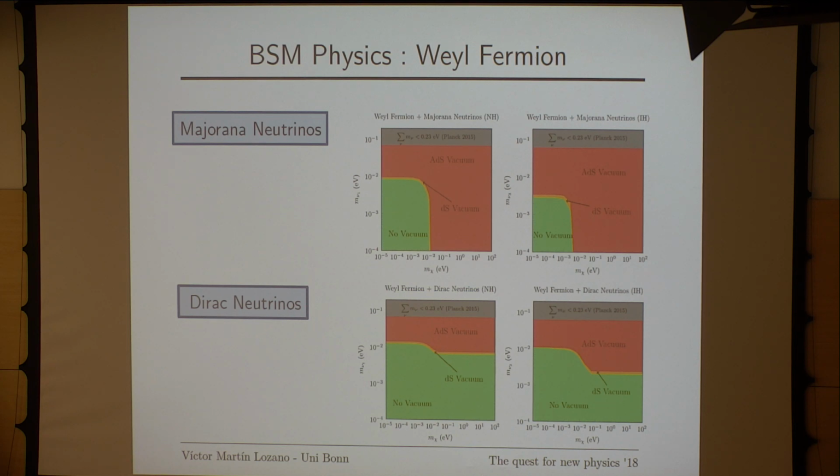In the case of Dirac neutrinos, the only thing that this Weyl fermion is doing is just to make bigger the allowed parameter space. You can see the kink here. This is when the mass of the light Weyl fermion approaches the mass of the neutrinos.